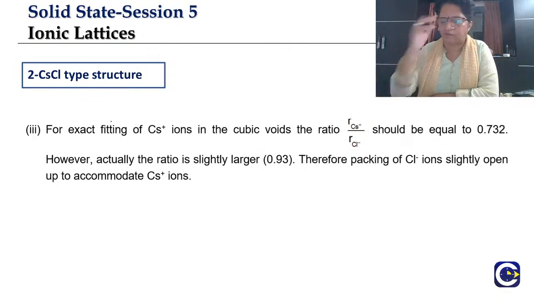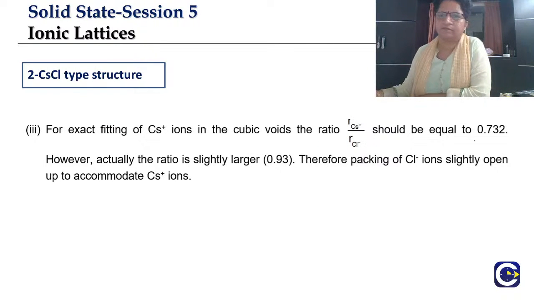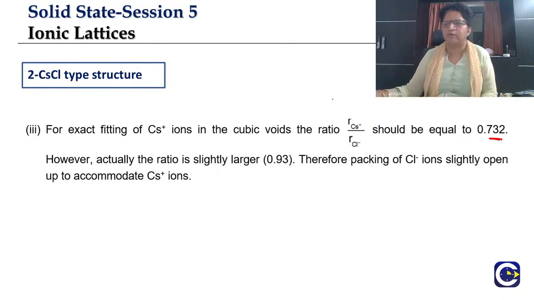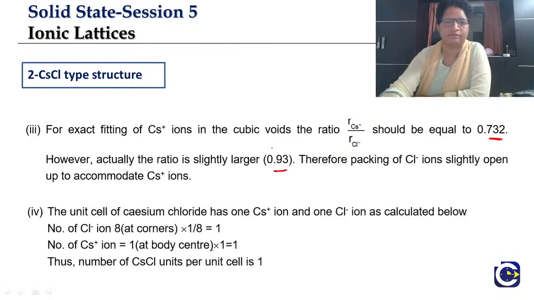See, if there is no problem and the cesium ion has to fit exactly into the void space formed, the ratio should be equal to 0.732, and it will fit perfectly. But since the size of the cation is slightly larger, what happens? It goes beyond 0.732, it is found to be 0.93. So what happens? The anions move a little away from each other to accommodate the cesium ion. I was telling you this calculation.